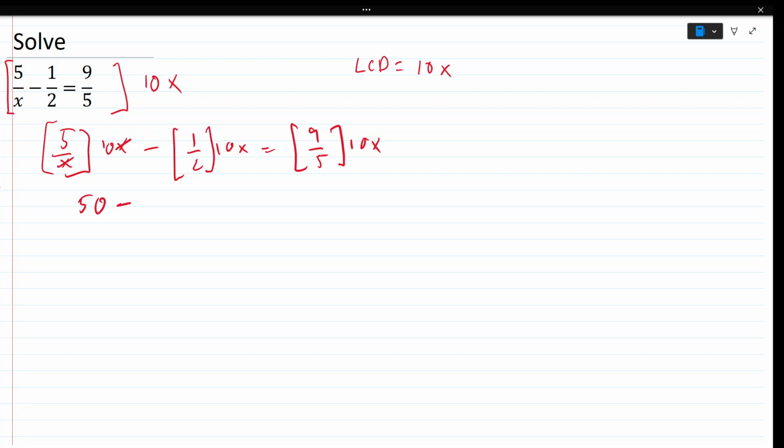be 50. For the next term, the 2's would cancel, so you'd still have that 5, so it'd be 1 times 5x, so that'll be minus 5x there. And here, the 9/5 times the 10x, the factor of 5's cancel, so you'd have 2x times 9, so that'll be 18x. Now, we have this, now it's a linear equation, no longer have any fractions.